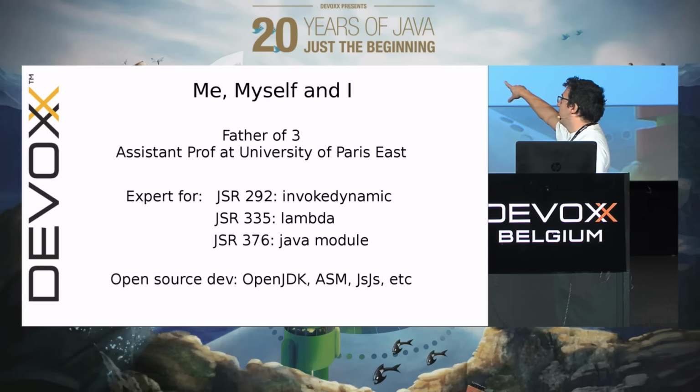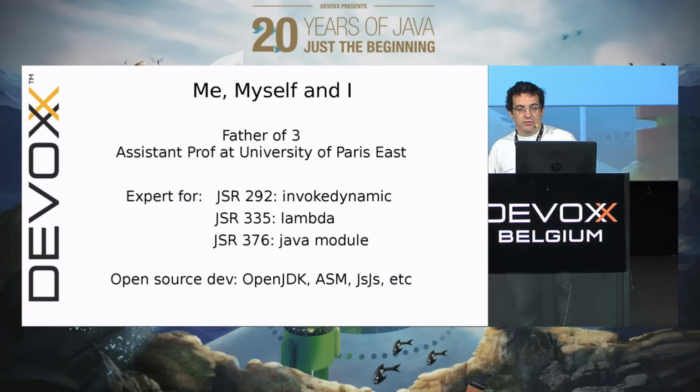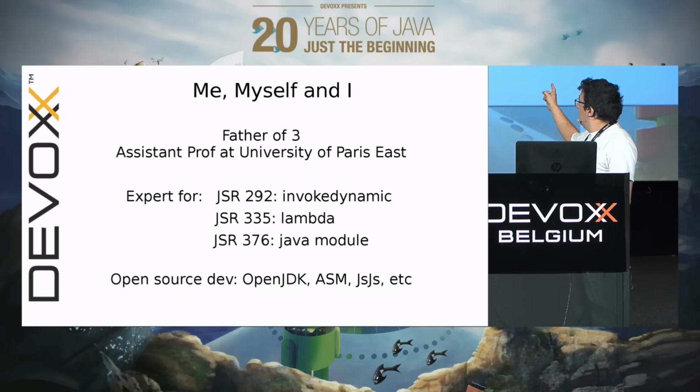I'm a committer on some workspace in OpenJDK. I am a developer of ASM, which is a tool that generates bytecodes. Last year, I wrote a kind of JavaScript runtime written in JavaScript that runs on the JVM and things like this.